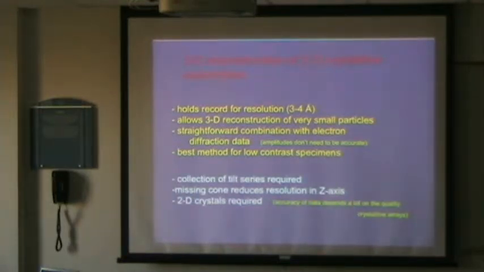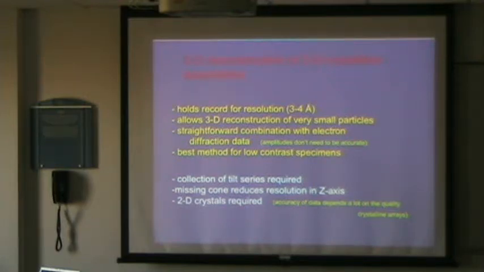What the drawbacks is, of course, you need to collect tilt series. And you have a missing cone, what is called a missing cone of resolution. The problem is this: when I have my specimen on a flat grid in the microscope, I would ideally be able to tilt in 90 degrees. But I cannot do that.